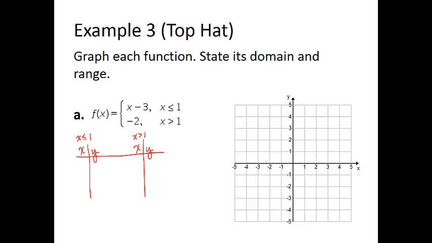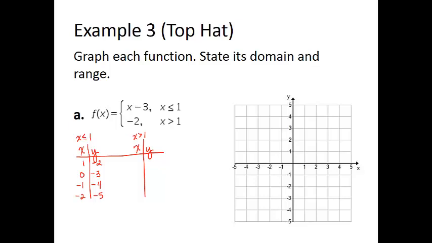So to be less than or equal to 1, I'm going to choose 1, and then things less than that, 0, negative 1, negative 2. And we'll go ahead and do this piece, and then we'll go to the second. So y is x minus 3. So 1 minus 3 is negative 2. 0 minus 3 is negative 3. Negative 1 minus 3 is negative 4. Negative 2 minus 3 is negative 5.